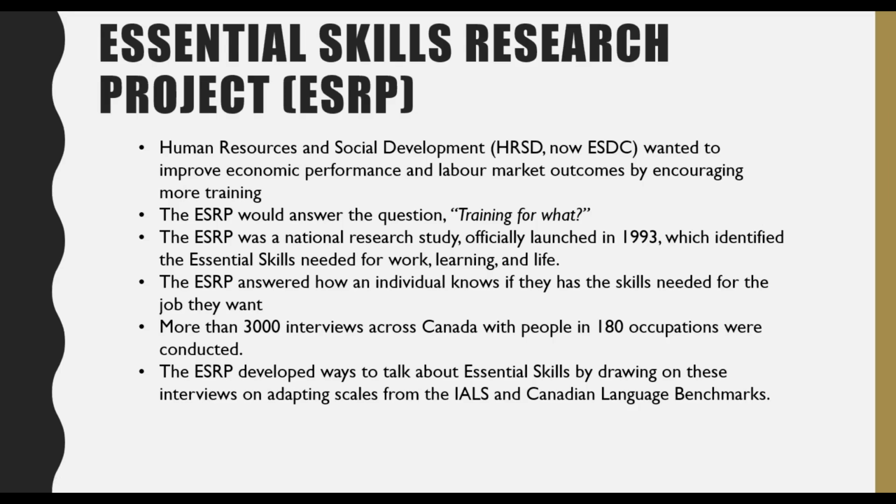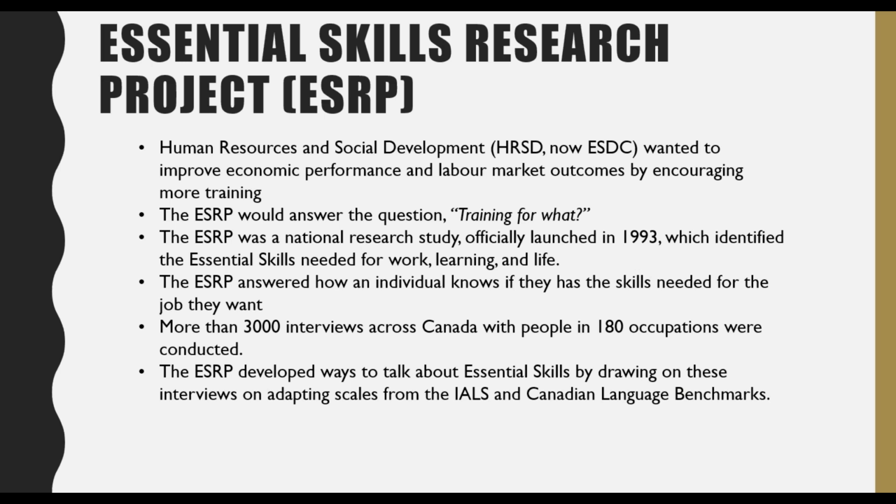So the point of the Essential Skills Research Project was to improve economic performance and labor market outcomes by encouraging more training. So it was to give a framework to help promote occupational training. The project was going to answer the question, training for what? It was a national research study. It was launched in 1993, and it was meant to identify those essential skills needed for work, learning, and life.